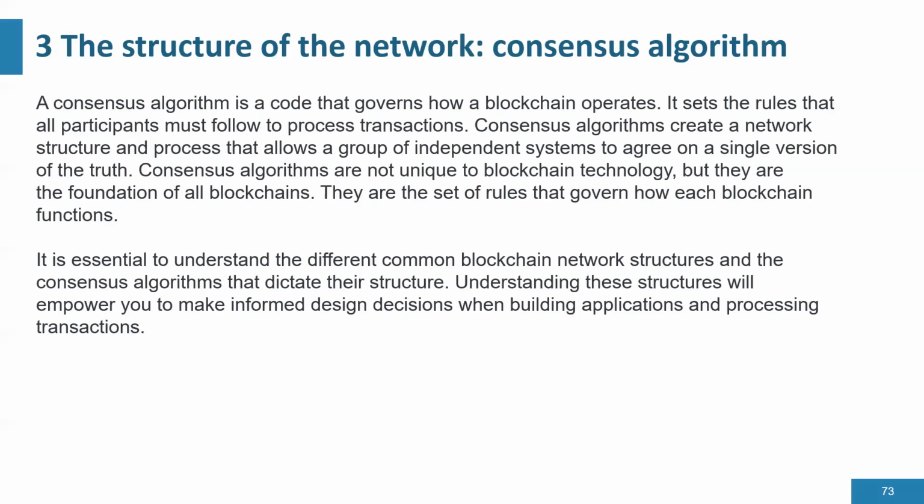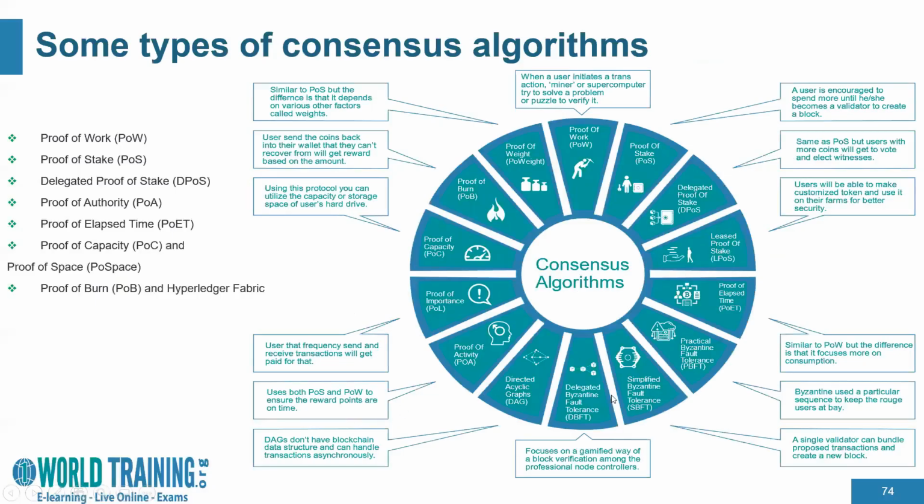Understanding these structures will empower us to make informed design decisions when building any kind of application and processing any kind of transactional data. It is important that we understand this piece of code, the consensus algorithm, which governs how the overall blockchain will operate. So let's try to find the different types of consensus algorithm. These are a few of the types.